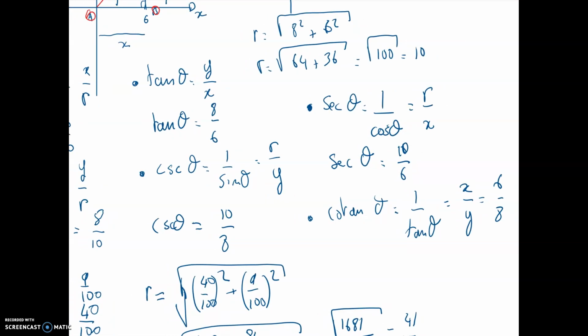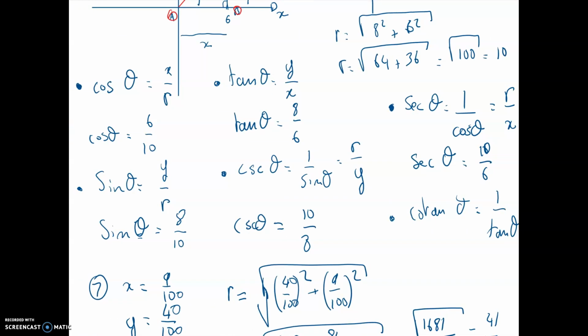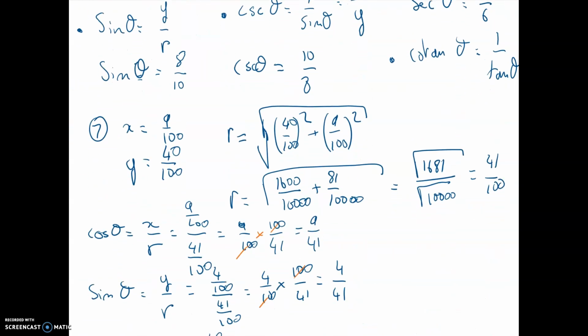which is x over y. Problem number 7 is exactly the same thing, but this time you are dealing with fractions. One is 0.09, which is 9 divided by 100, and they are giving you 0.40. Some of you may think that it could be 4 divided by 10, but they are giving you 40 because it's 40 divided by 100.